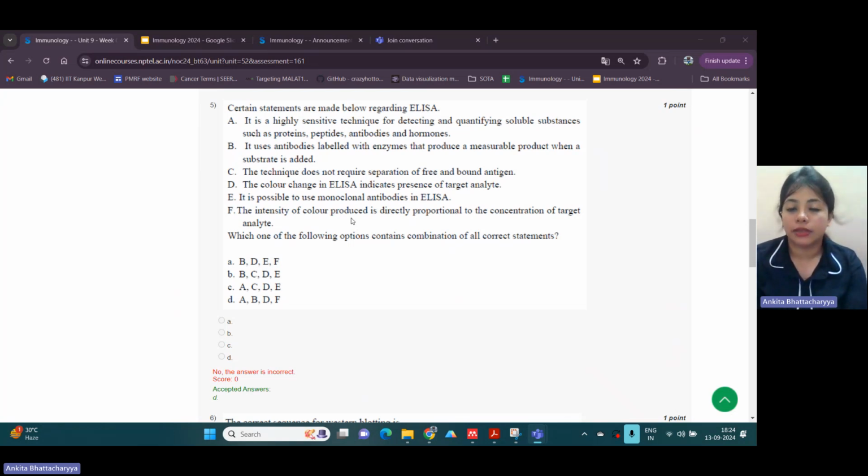So let's go over them one by one. The first statement was about the fact that it's a sensitive technique. It detects and quantifies soluble substances like proteins, peptides, etc. That is indeed correct. It's not just about detection, because it is attached to a signal which can be monitored. Say, for example, when we talk about immunofluorescence, or immunocytochemistry as we often describe it, what you get as an output is a readout of the signal which is present on the antibody that is being used for study.